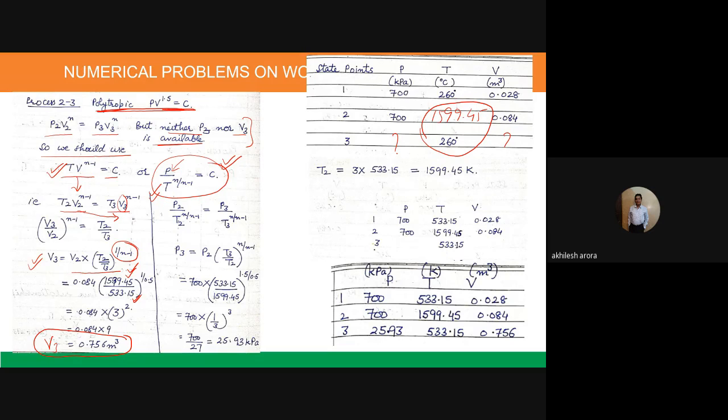Similarly, from this particular equation, you can always calculate the value of pressure P3. Okay, it's simple algebra with the help of which you can put all the values and calculate the final value of the pressure, which comes out to be 25.93 kilopascal.